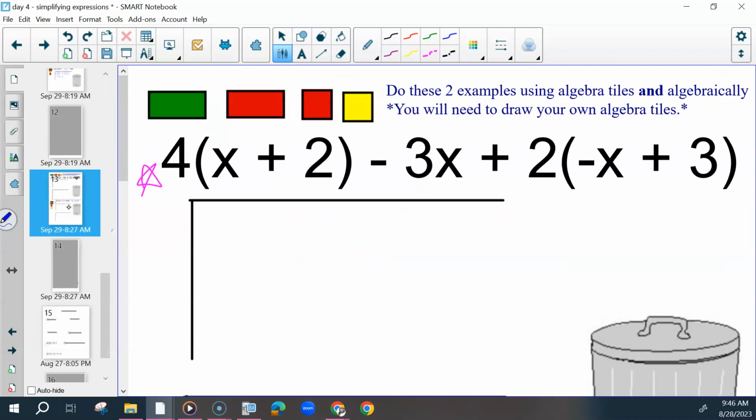Harder examples. Now it says do it with algebra tiles and algebraically. If you want the algebra tiles, you can use them. If not, just do it algebraically, that's fine. So there are two sets of distributing, yes. We're going to do them both at the same time.